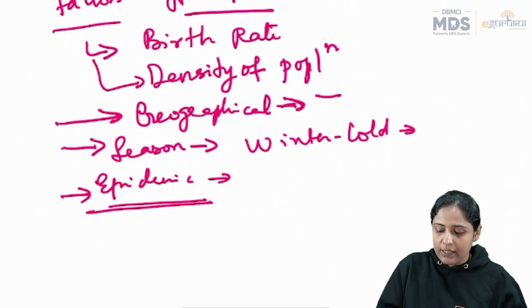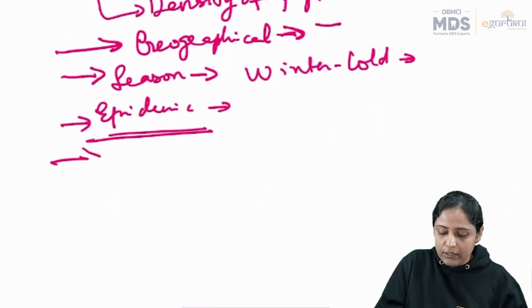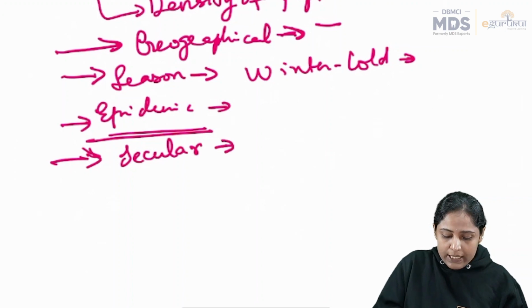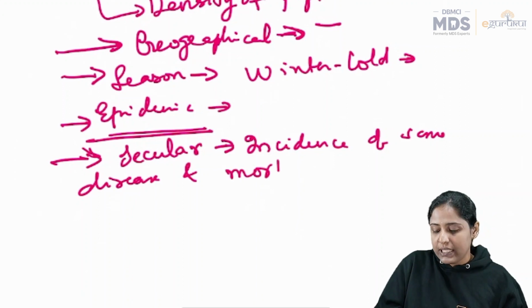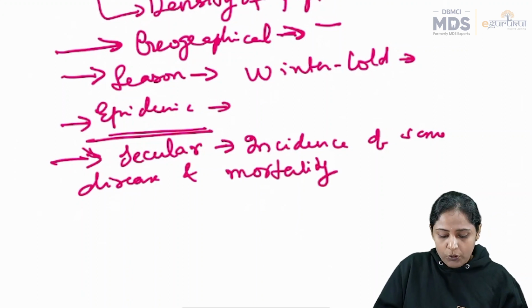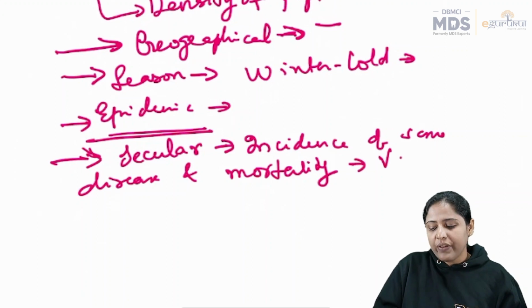And then other factors are secular variations. Secular variations are the next factor that influence mortality, that is, incidence of some diseases and mortality varies with time. It could be due to factors including some alteration in diagnostic criteria or better treatment methods. So the situation can vary with time.